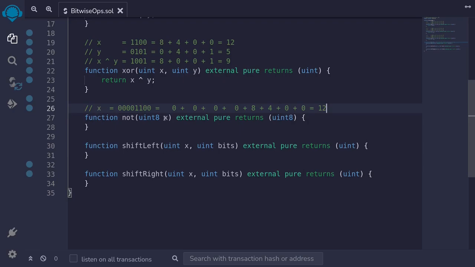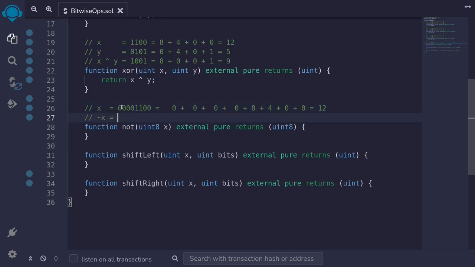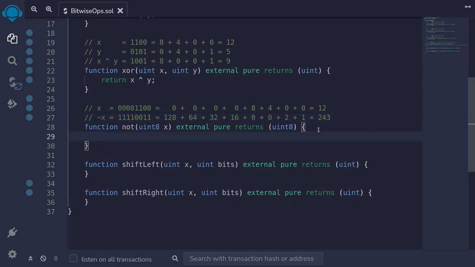For example, let's say that x is equal to 12, and we'll represent this as 8 bits. So here we have a sequence of 8 zeros and 1s. Using the NOT operator, we will flip a 0 to a 1 and 1 to a 0. So this will be 1, 1, 1, 1, 0, 0, 1, 1. And this will be equal to 128 plus 64 plus 32 plus 16 plus 0 plus 0 plus 2 plus 1. And using my calculator, this is equal to 243. In Solidity, we can use the not operator by typing return tilde x.